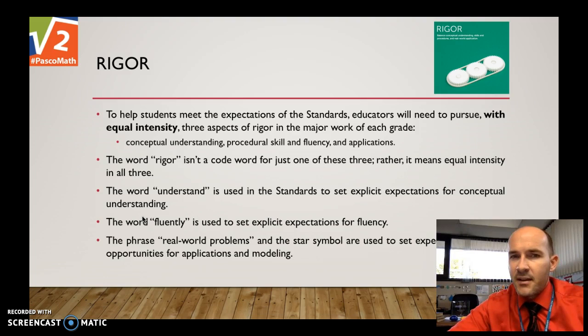So the word understand is used in the standards. That really is explicit. It shows that we should be focused on conceptual understanding. We'll see the word fluently or use. Those things maybe might be expectations for that procedural skill or fluency. And then that real world problems. We have the modeling star in our standards. That should be a red flag for opportunities for that application piece for sure.